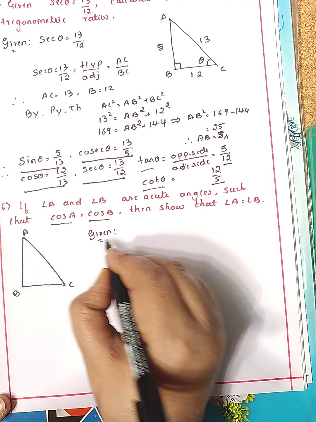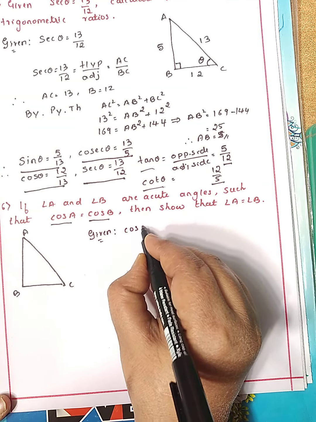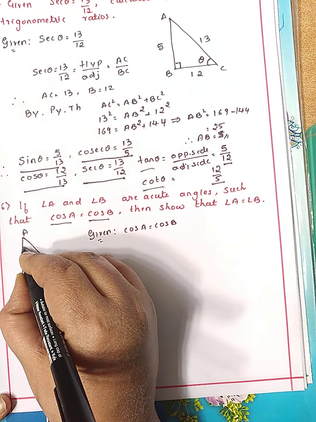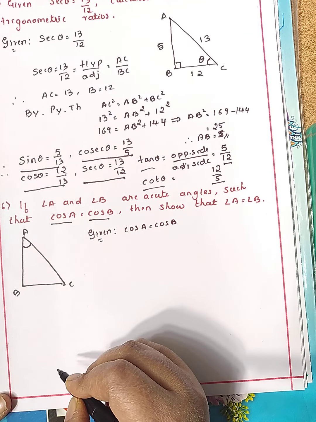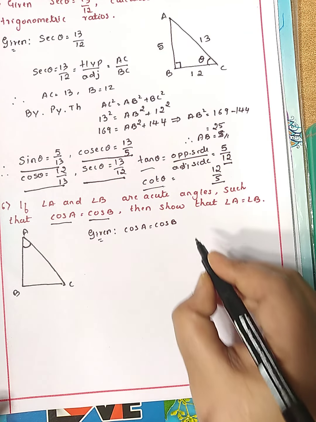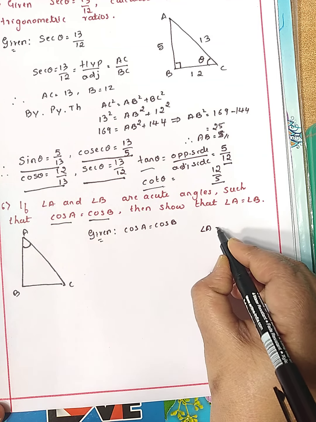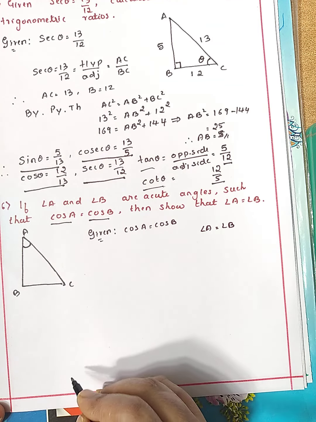Given here cos A equal to cos B. Consider this is a right angle. Now what you have to prove here? We have to prove that angle A equal to angle B.